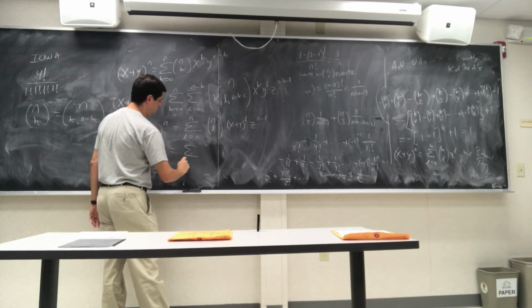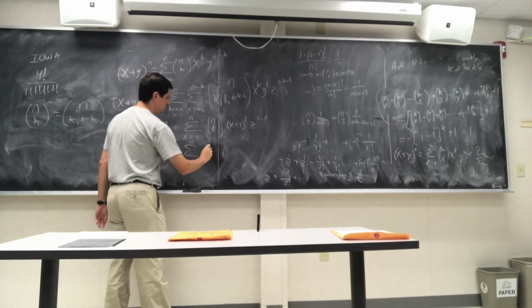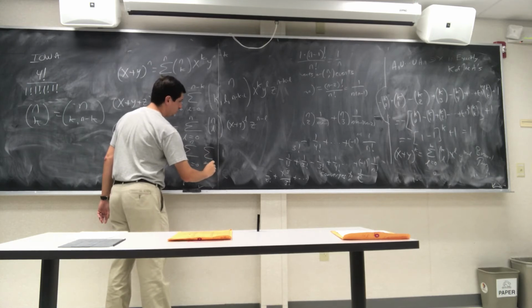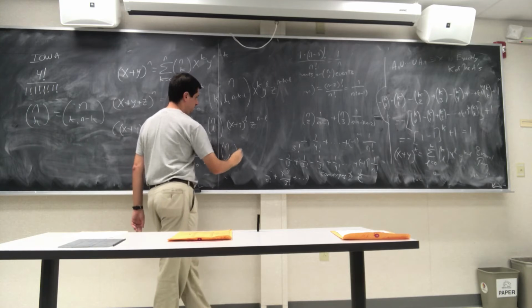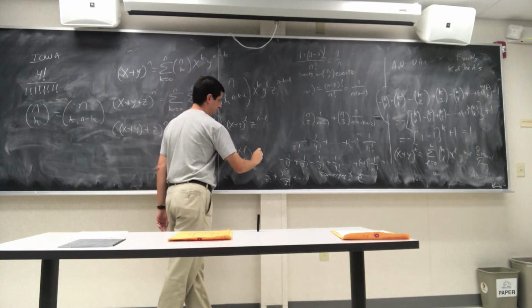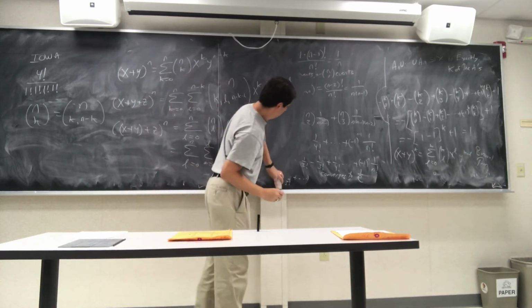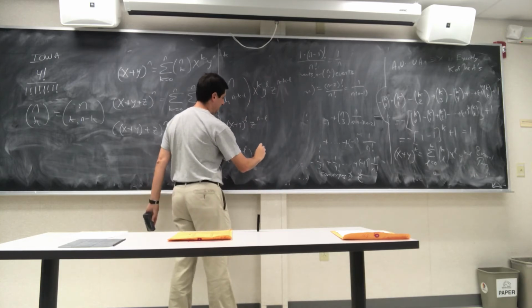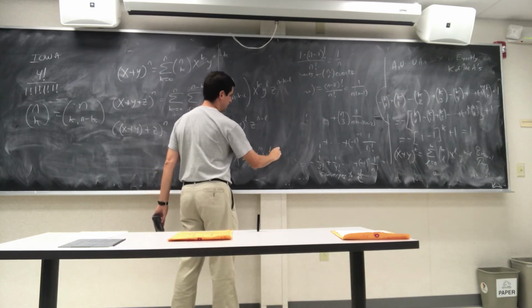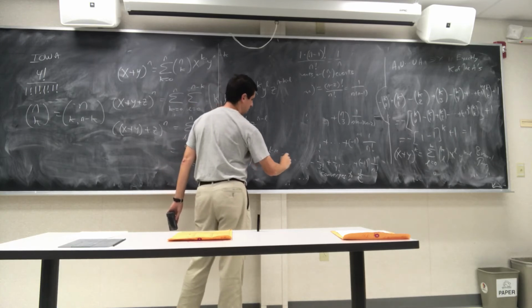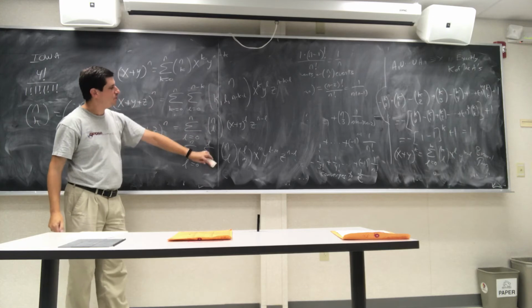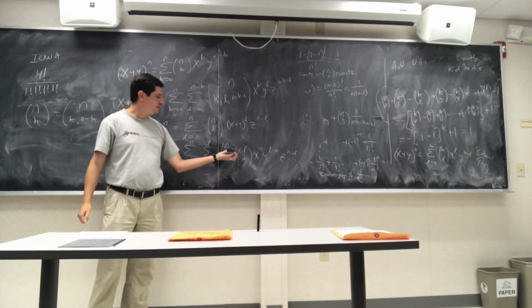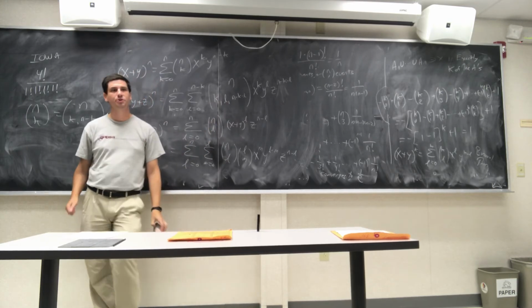So I'll have the sum, maybe L goes from 0 to n, sum m goes from 0 to L, n choose L, choose m, and then I'll have x to the m, y to the L minus m, z to the n minus L. And then if you just play with changing variables and whatnot, you can see that these binomial coefficients will somehow have to give you the multinomial coefficient.